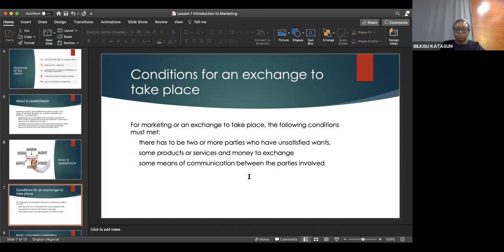These are the conditions that must be met. Without them, it's really nothing. If one of them is gone, the others will not work. If there are no people to exchange with or to meet those unsatisfied wants, there's no point. The product is just sitting there, nobody's using it. So all these conditions need to be met in order for an exchange to take place.